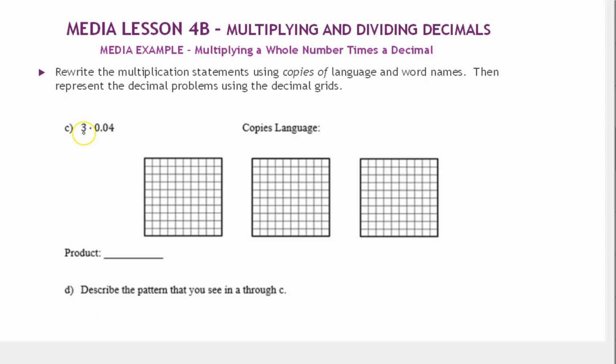Here's another example. We have 3 times 4/100. So in copies of language, we'll write 3 copies of 4/100. So 4/100 in the decimal grid, we'd write that as 4 yellow squares. So here's 1 copy, 2 copies, and 3 copies of 4/100. And if we put these all together, we have 4, 4, 4 gives us a total of 12/100.